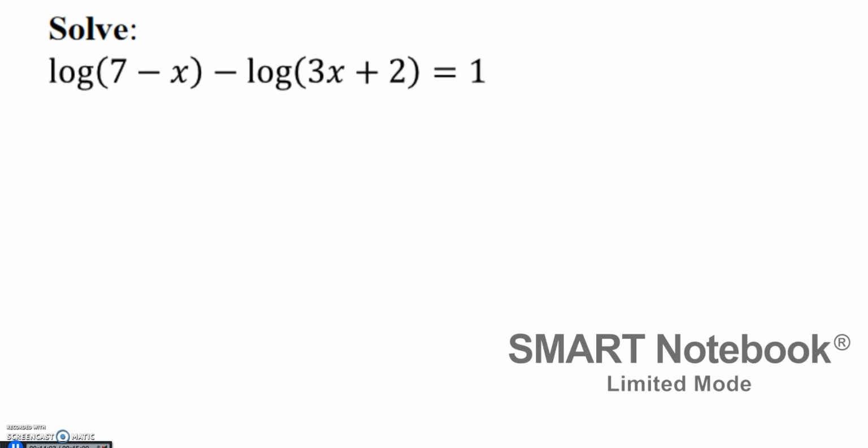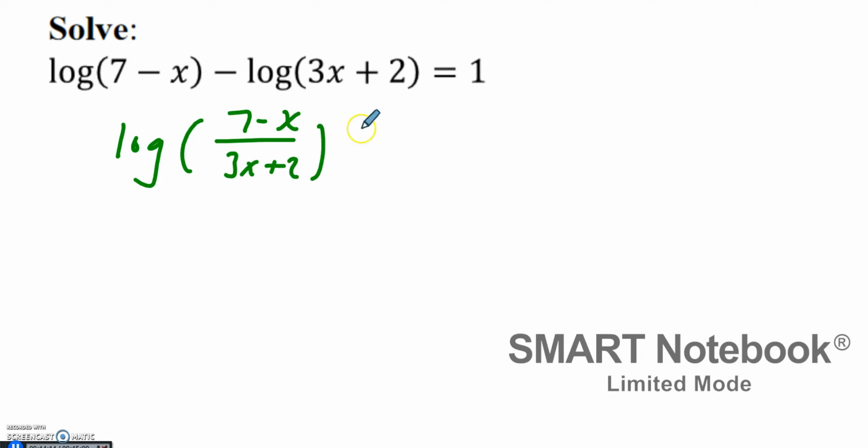This last equation, we have 2 separate logs being subtracted. So what we could do to make our lives easier is to make it into 1 log, and if we're subtracting, the arguments are dividing. So we could write our answer like this. Now, if I have a log equation, again, it's good to go from a log and use the inverse of an exponent. So let's change this into an exponential equation.